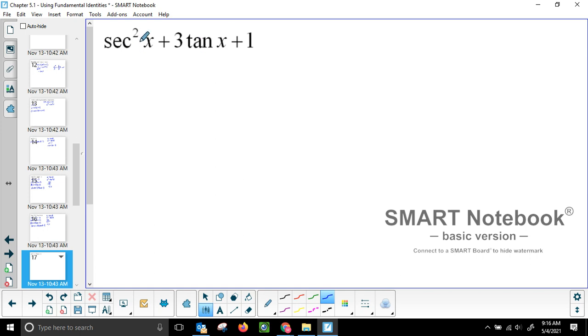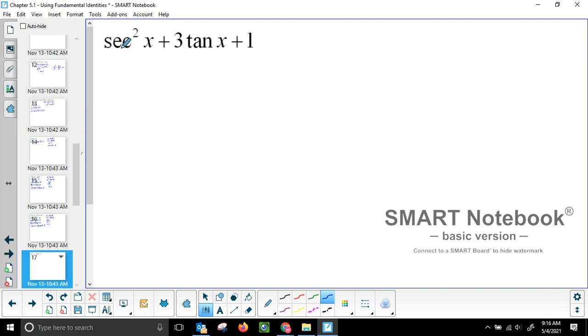Yeah, they're too different, all right? And we don't like that, right? So what we're going to have to do is change one of them, and we're going to have to use one of our identities. Just as a side note, whenever you're doing these, you're always going to change the squared one, every time, all right?